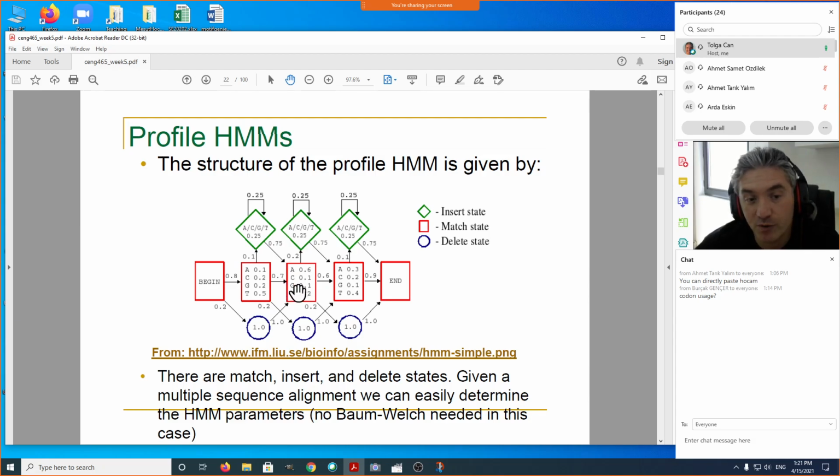Okay, these delete states, their main purpose is to skip over a match state. For example, if one sequence doesn't contain this conserved column, what does it mean? It means that it doesn't have a nucleotide or an amino acid aligned to that position, which means that in that sequence there's a gap in that match state. In that case, we will be using these delete states to skip over those match states. Actually, this is not the final model we're going to use, because it's possible to skip multiple times. For example, it's possible to go from here to the next delete state and this one, and skip over multiple match states.